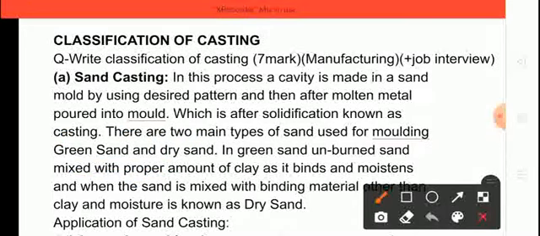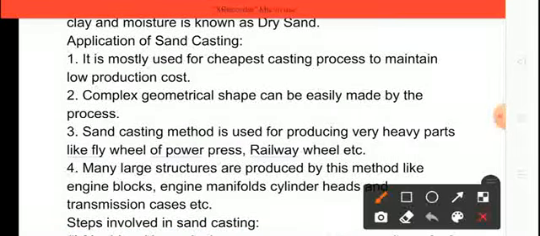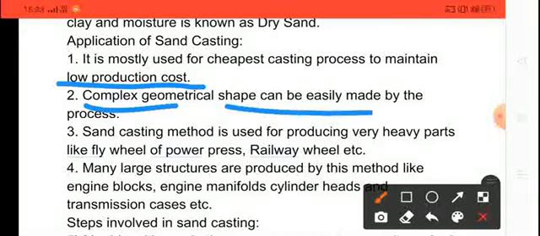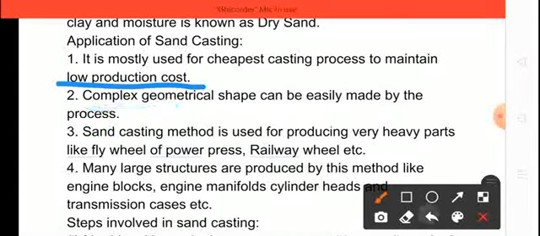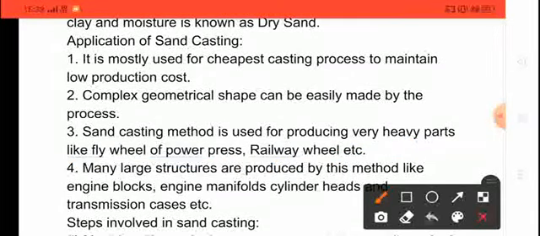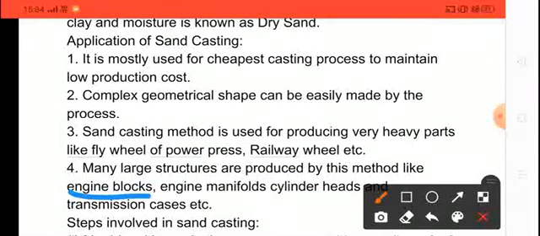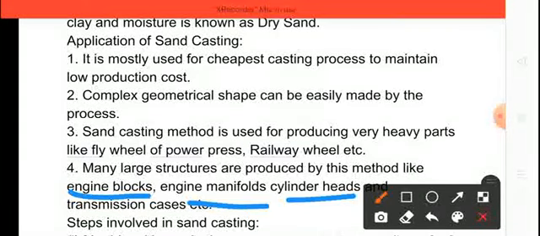Application of sand casting. It is mostly used as the cheapest casting process to maintain low production cost, and for complex geometry shapes. Sand casting method is used for producing very heavy parts like flywheel, power press, railway wheel, etc. Many large structures are produced by this method like engine block, engine manifold, cylinder head, transmission case, etc.